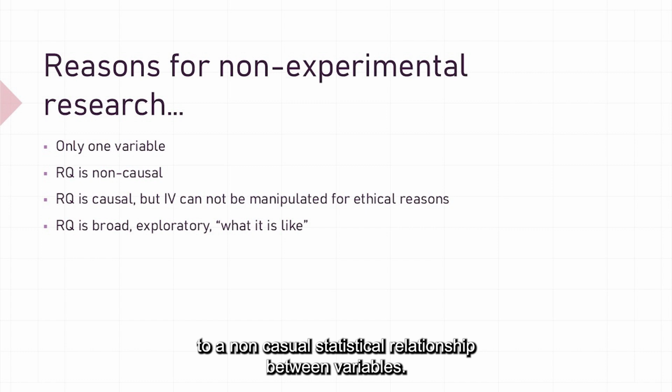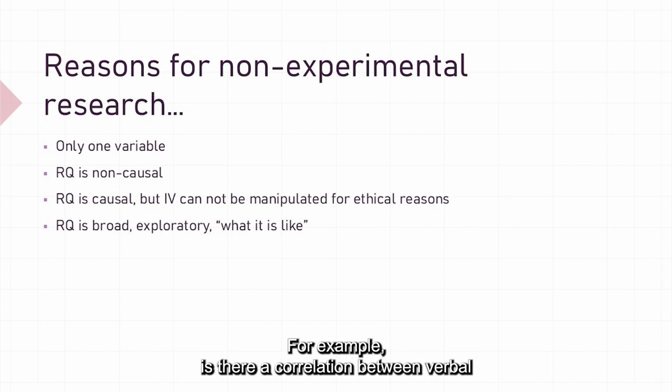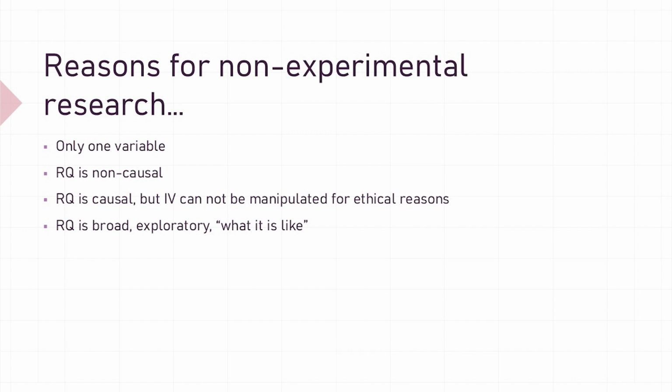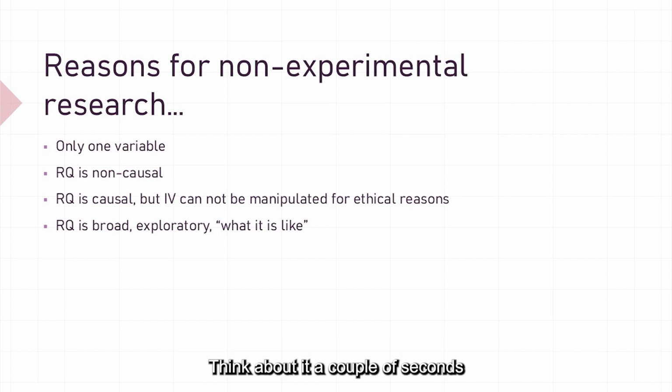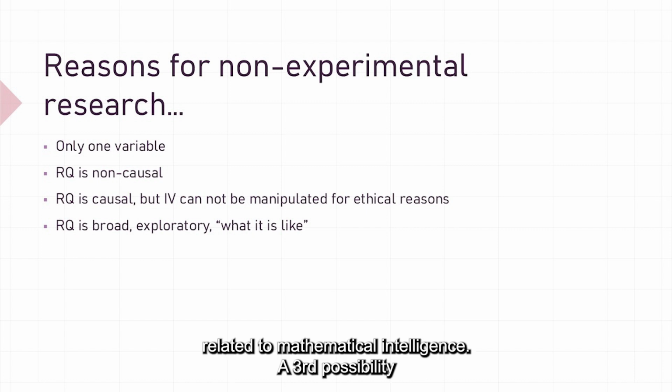Another possibility why the researcher chooses non-experimental research is when the research question pertains to a non-causal statistical relationship between variables. For example, is there a correlation between verbal intelligence and mathematical intelligence? Again, we can make an experimental research question for that. Think about it for a couple of seconds while pausing this video. So, what's your idea? My idea is how verbal intelligence is related to mathematical intelligence.